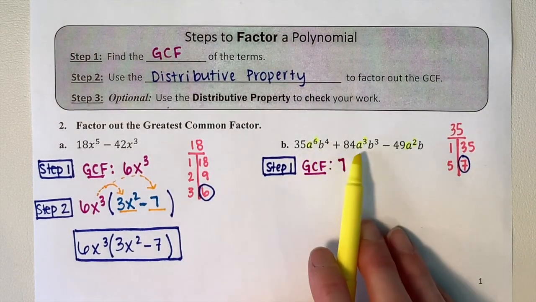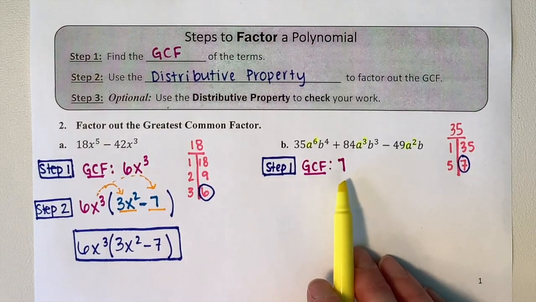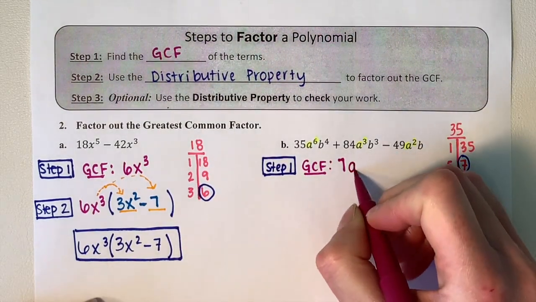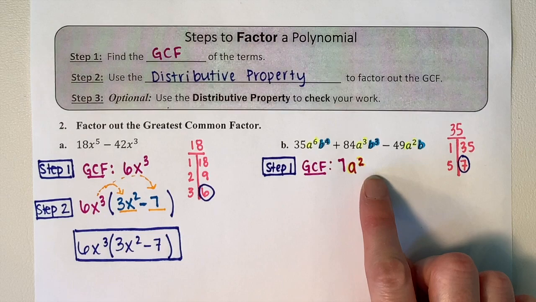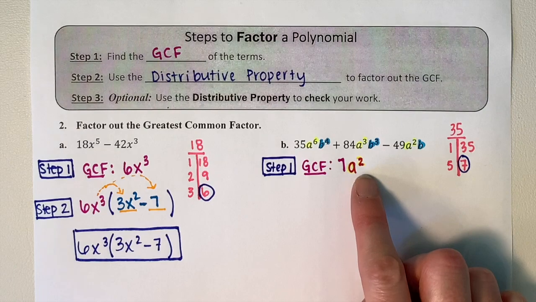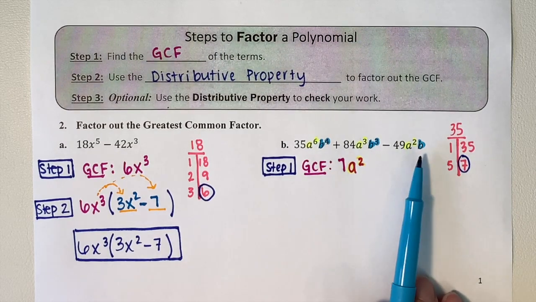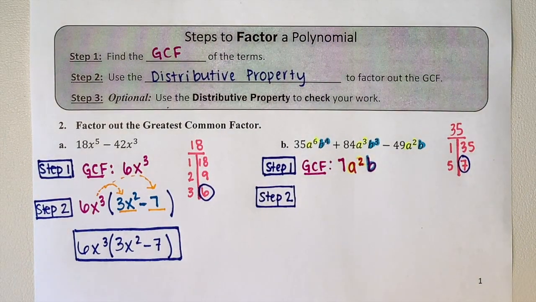Now, notice that all three terms have an a, so that means we have to put an a in our GCF. And to determine what a we put in our GCF, we always pick the a with the smallest exponent, so that would be a squared. Next, notice that all three terms have a b. That means we have to put a b in our GCF. If all three terms did not have a b, then we would not put b in our GCF. Now, to decide what b to put in our GCF, we pick the b with the smallest exponent, which would just be b. Now we've identified our GCF, so now we want to factor out the GCF.